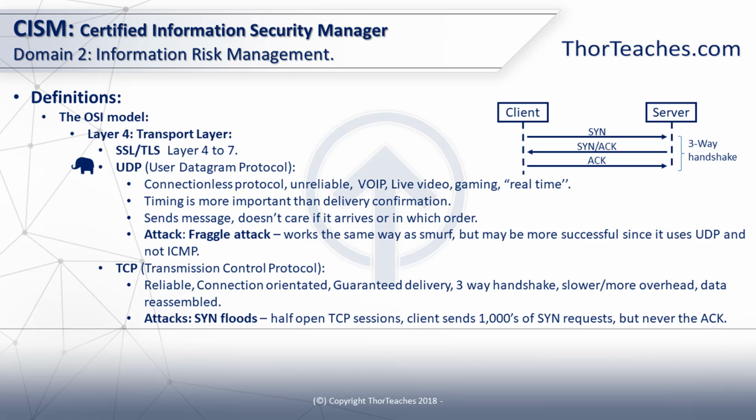And a common UDP attack is a fraggle attack. It works similar to how a Smurf attack works, but it's often more successful because it uses UDP and not ICMP. In many places we allow UDP traffic, but it's common to block ICMP traffic. We'll look more at the attack later.